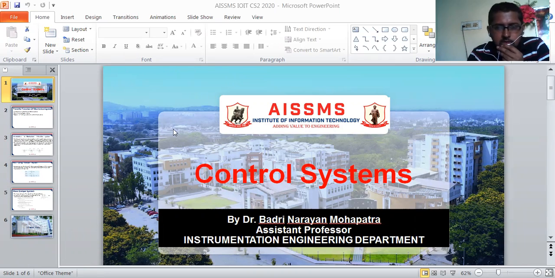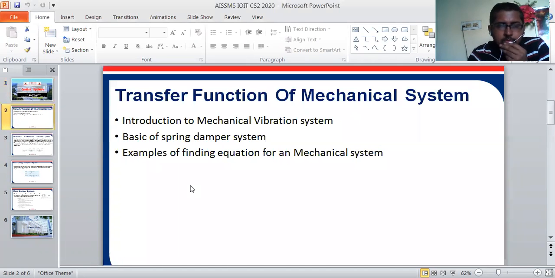I, Dr. Badri Mohapatra, Assistant Professor, Instrumentation Engineering Department of AISMS IOIT. Today, we will be discussing control systems. In control systems, we have to find the transfer function of a mechanical system.